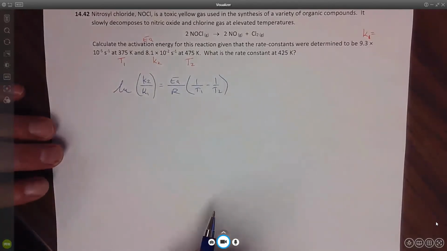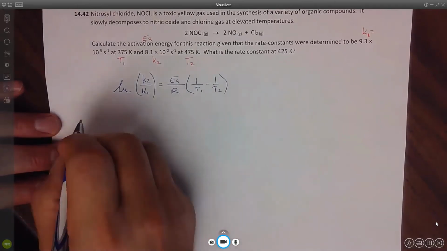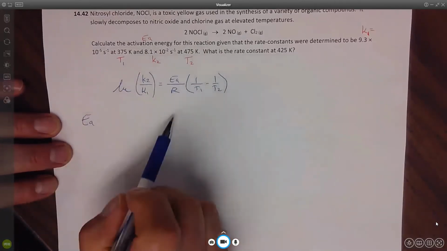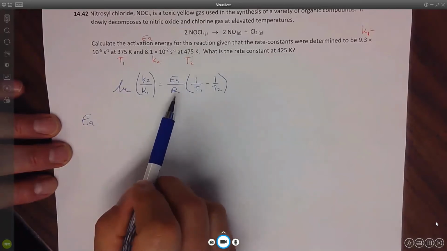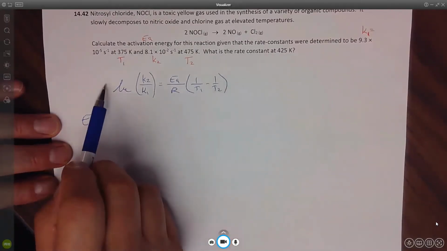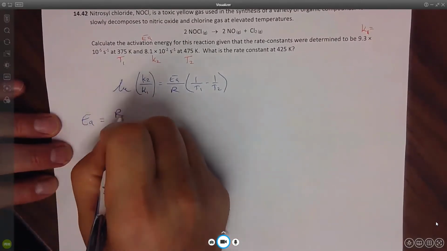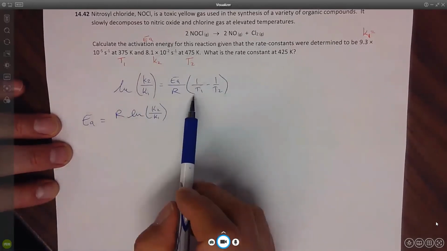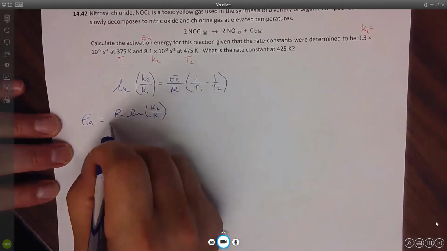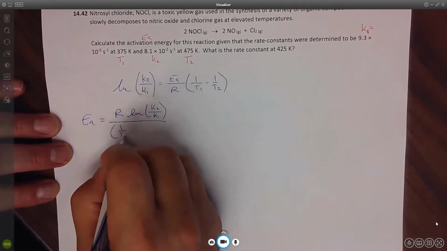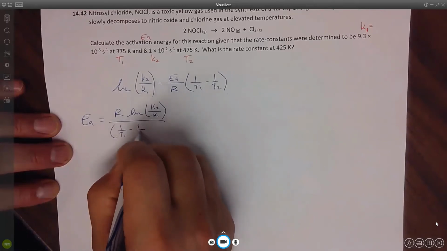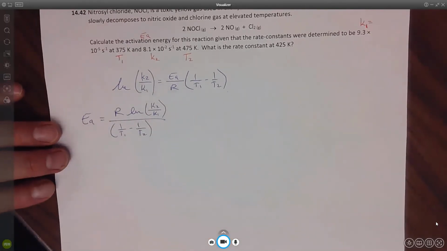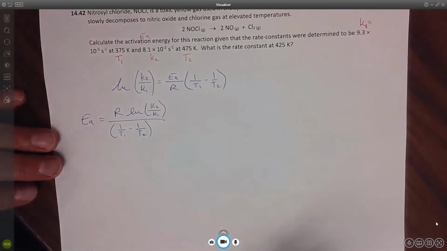Again, I'm going to rearrange it. So to isolate EA, I'm going to multiply both sides by R. In other words, I'm going to take it from the denominator on one side to the numerator on the other side. So that's going to be R, the ln of K2 over K1. And I'm going to divide the whole thing by 1 over T1 minus 1 over T2. Now, I can plug it all into my calculator as one big thing, to avoid any rounding errors, transcription errors, any of that kind of stuff.